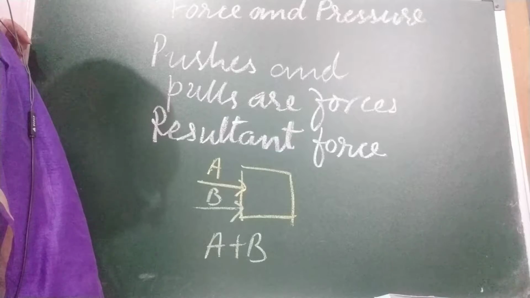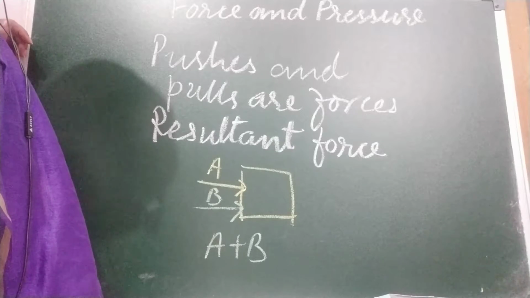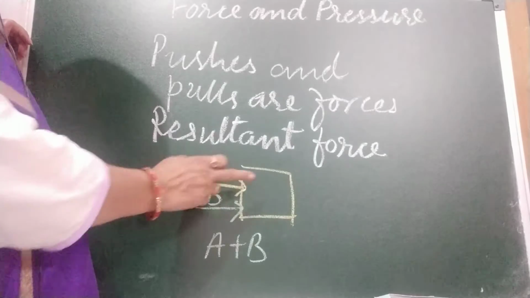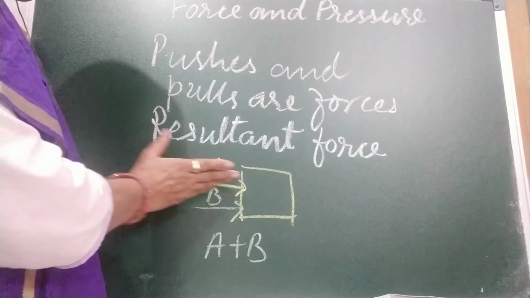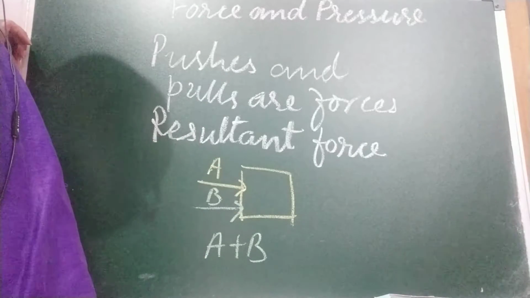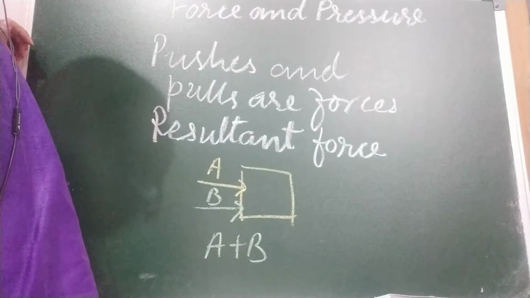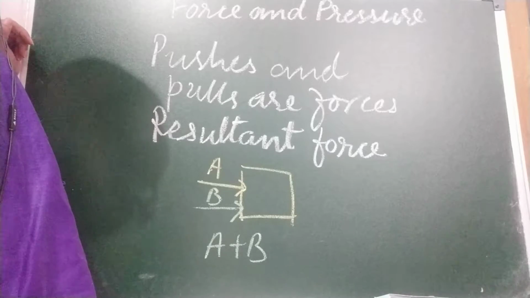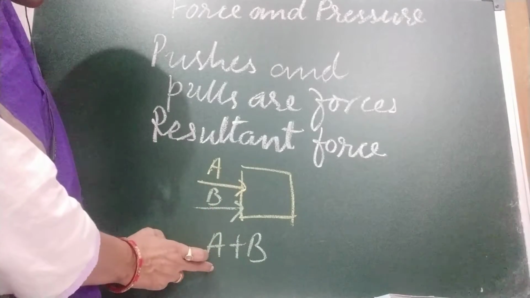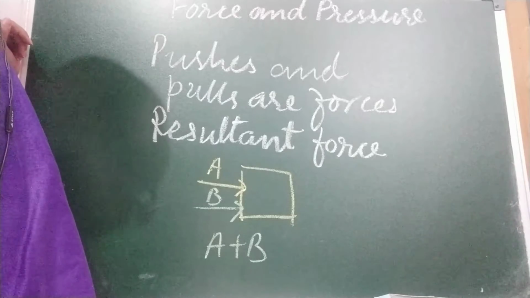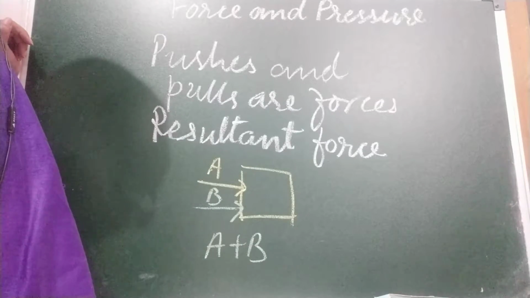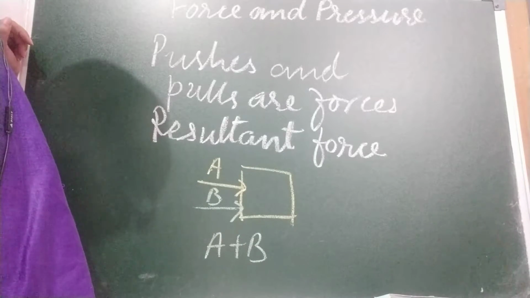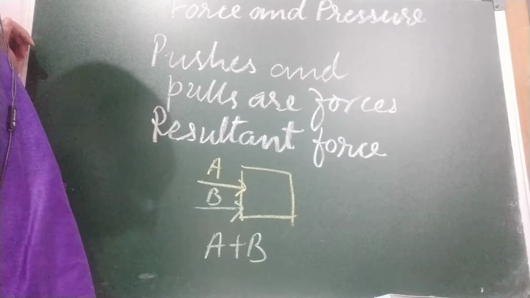Okay, the net force or resultant force of two forces acting on an object in the same direction is a single force whose magnitude is what? A plus B. The sum of two forces. It acts in the same direction as the two forces.